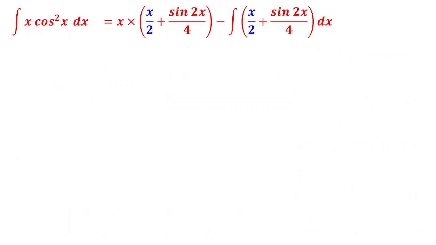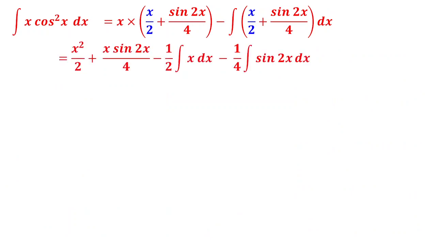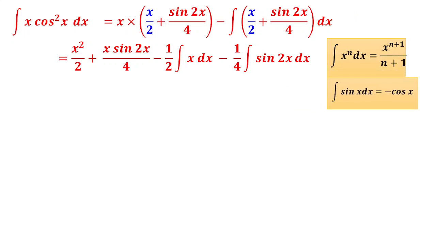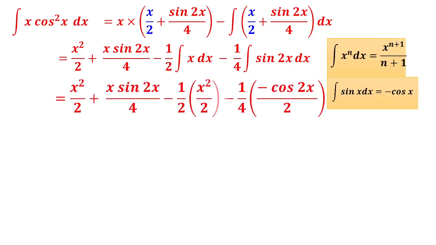Now let us continue. Let us expand the brackets. x into x by 2 is x square by 2, plus x into sin 2x by 4, minus, on the right hand side there is an integral which can be split into two: minus half into integral x dx minus 1 by 4 into integral sin 2x dx. Now what is the formula for the first one? It is x square by 2. The value for the second one: integral of sin x is minus cos x. Put it in the formula now: minus half into x square by 2 for the first integral, minus 1 by 4 into minus cos 2x by 2.